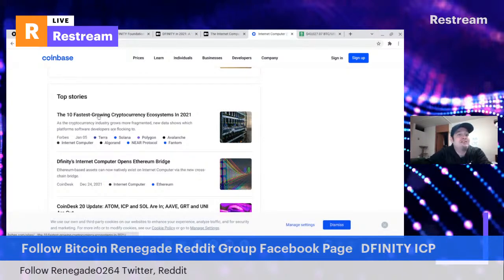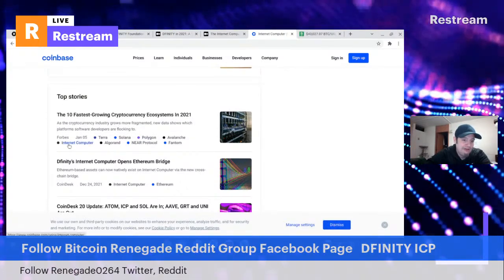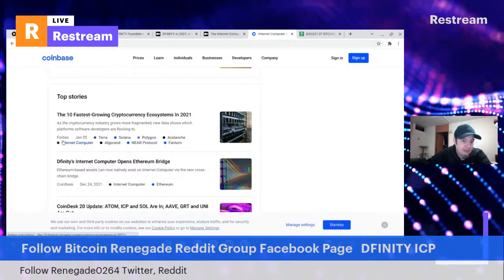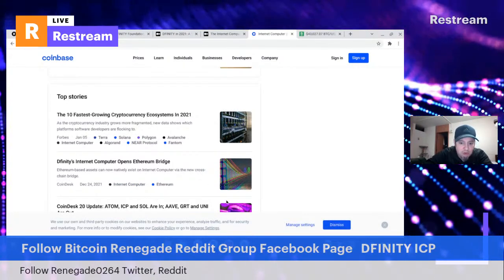But if you look here, the 10 fastest growing cryptocurrency ecosystems in 2021. Well, which one is going to be on there? Look at that. Internet Computer, of course. Thank you, Forbes. Dfinity's Internet Computer opens Ethereum bridge. What? Yes. This is what we're looking for.